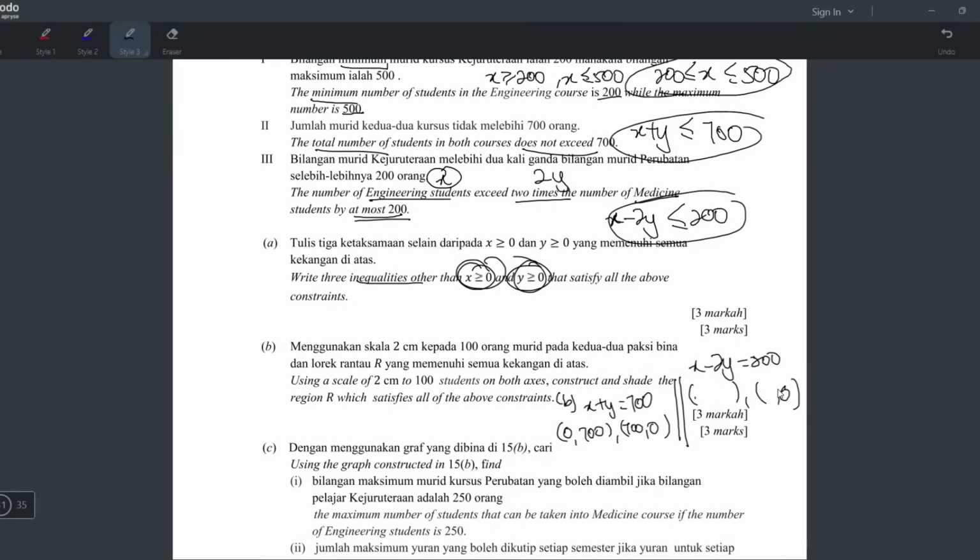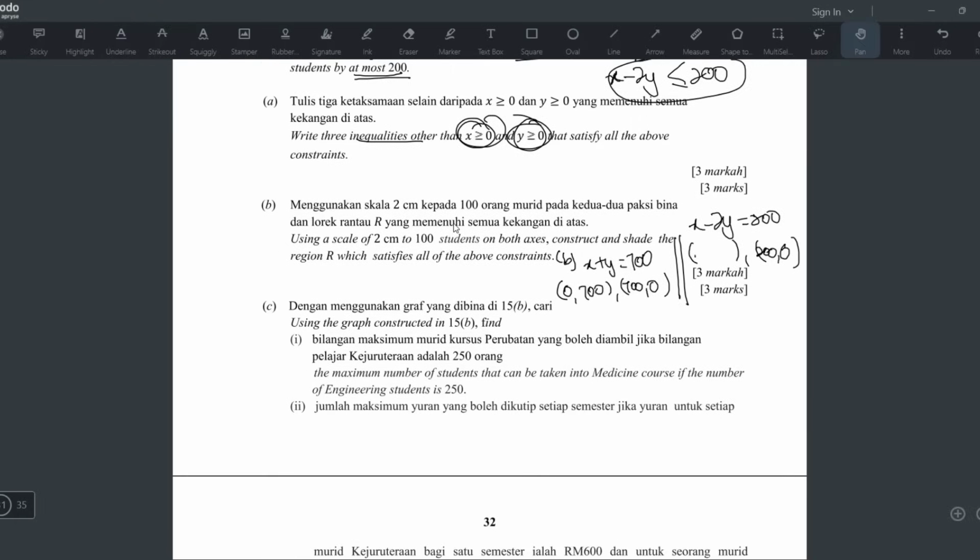But it's okay. Let's start with y = 0 and see what happens. This one is okay. x is 200 when y is 0. For the other point, I can worry about it later. Now we draw the axes and then draw the graph first.